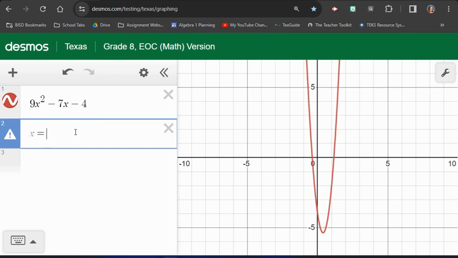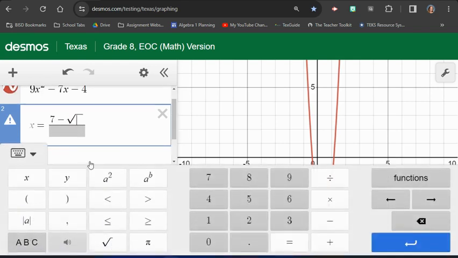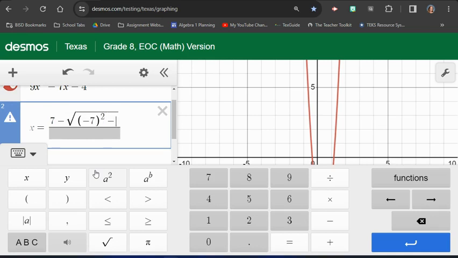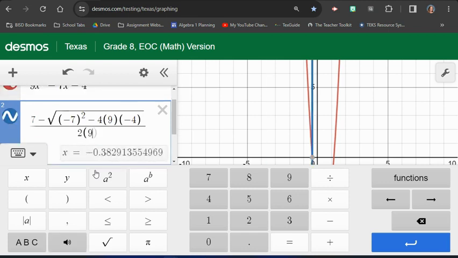Okay, so go ahead and put in the other one, the way you can duplicate that. Let me put this back in. 7 minus square root, negative 7 squared minus 4 times 9 times negative 4 over 2 times 9. Okay.